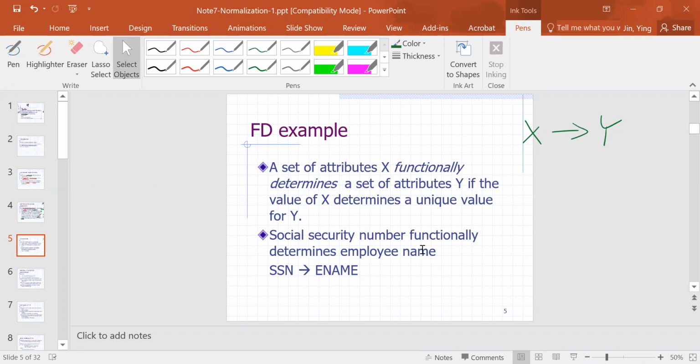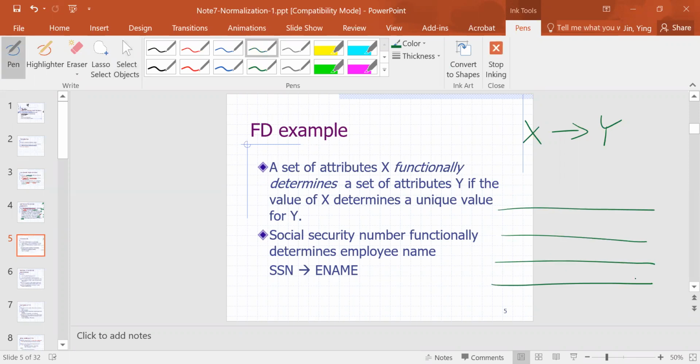Say I have requirements that state social security number is unique in the United States, every single person has only one social security number, and any social security number can only relate to one person, and so on. Then we know social security number functionally determines employee name. If we think about a relation with SSN and ename, they are two attributes within my relation. It doesn't matter what the other attributes are. I just say I have SSN and I have ename here.